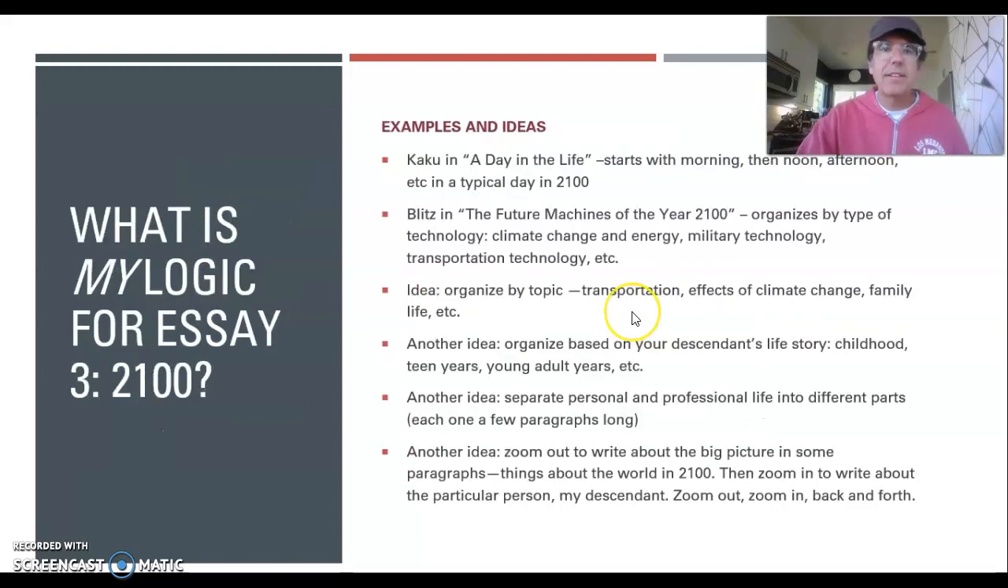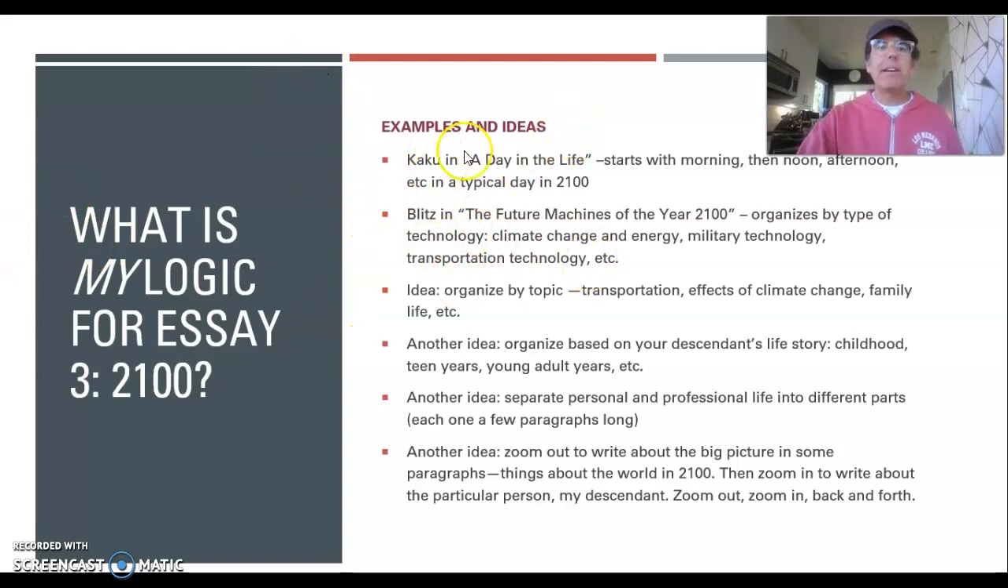Okay, next. So what is my logic for essay 3, 2100? Again, every new paper has its own kind of logic. Plus, you're trying to write a paper that's unique to you. It's your paper. So you have to organize it to say what you want to say. So, examples and ideas for thinking about how you're going to set up the paper overall. And you have to figure that out first before you can make a good outline.